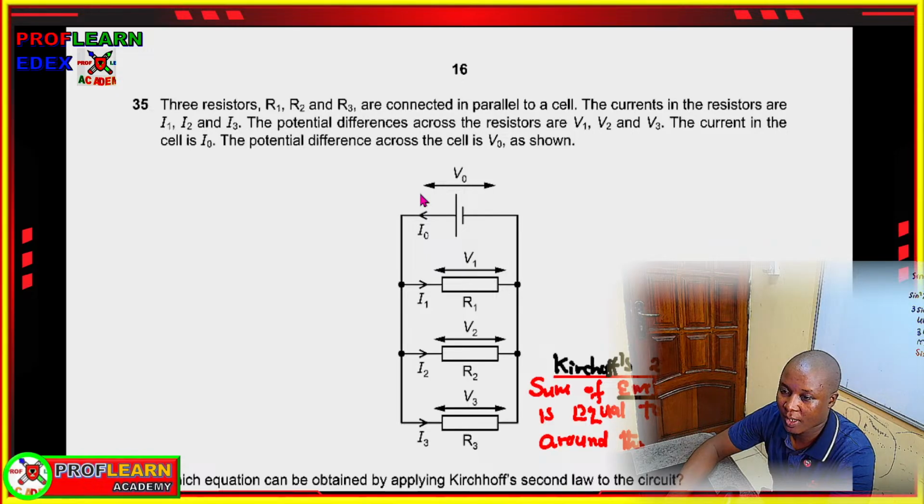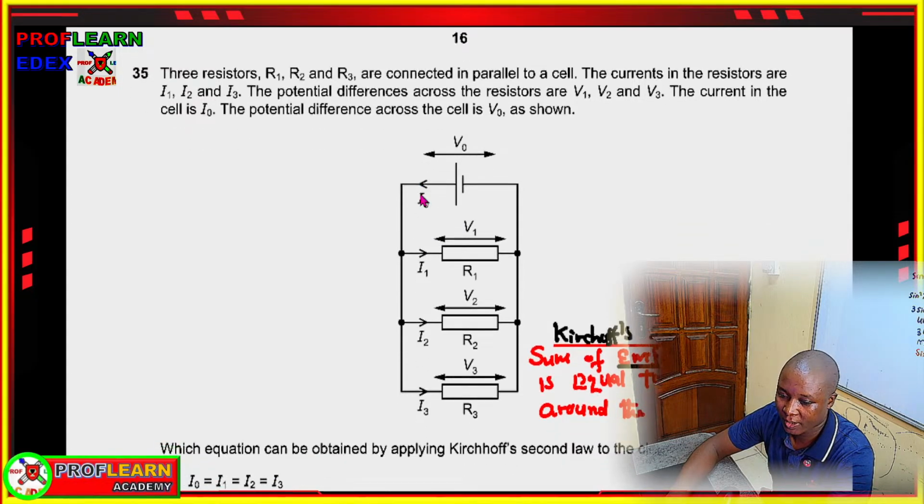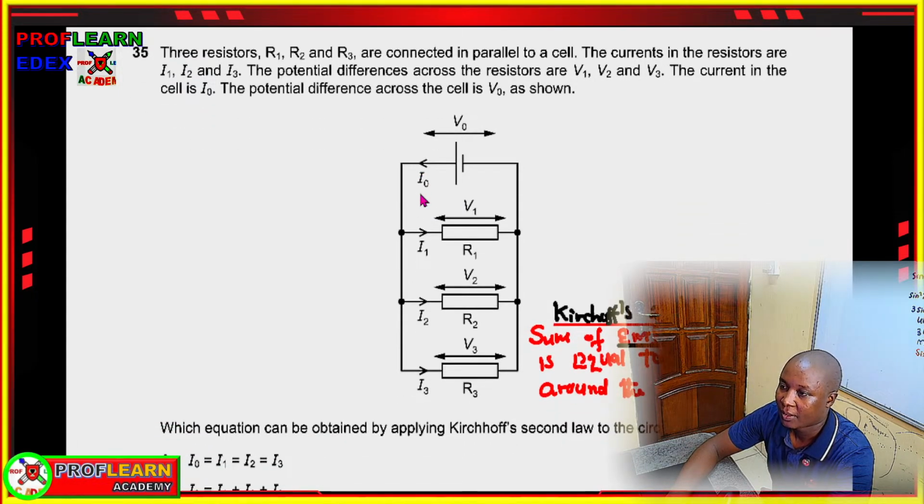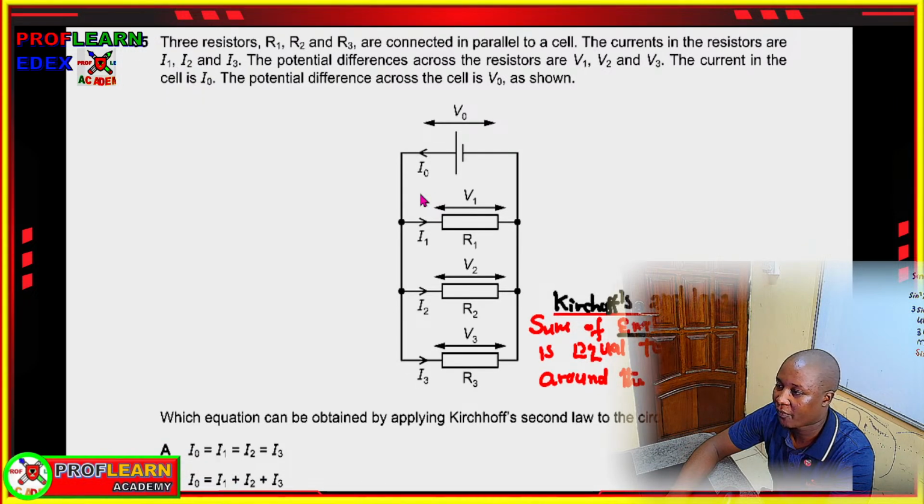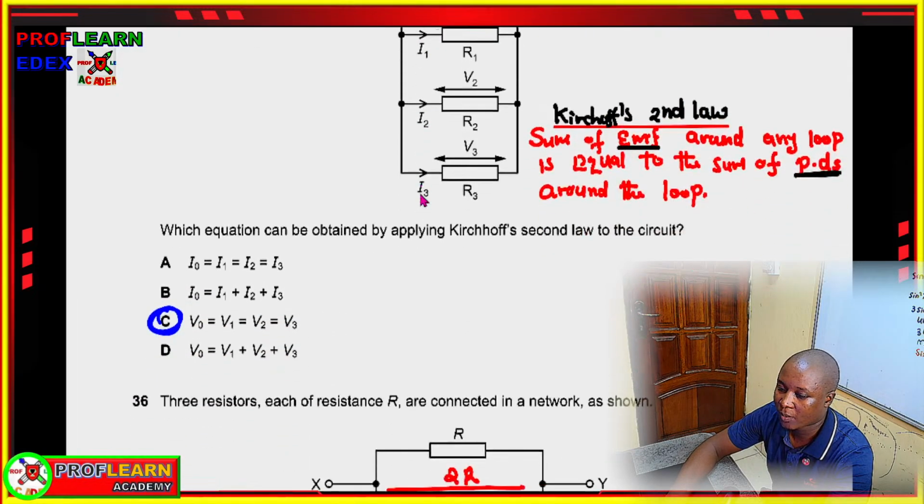Three resistors R1, R2, and R3 are connected in parallel to a cell. The currents in the resistors are I1, I2, I3. The potential difference across them is V1, V2, V3. The current in the cell is I0. The potential difference across it is V0. Which equation can be obtained by applying Kirchhoff's second law to the circuit?